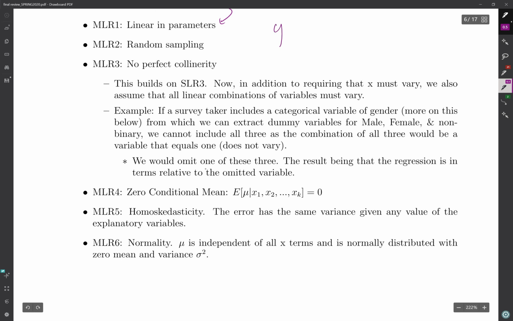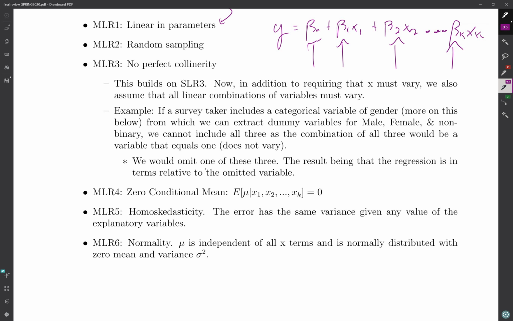So let's take a look at what that would look like. So y equals beta 0 plus beta 1 x1 plus beta 2 x2, and so on. So we'll get up to beta k xk. Okay, so these parameters, the coefficients, and that includes our intercept, those are all going to be still linear. Okay, so it doesn't matter that we have added multiple dimensions if we were to physically graph this. The point is that they are still linear. Random sampling, so there isn't really any change here.